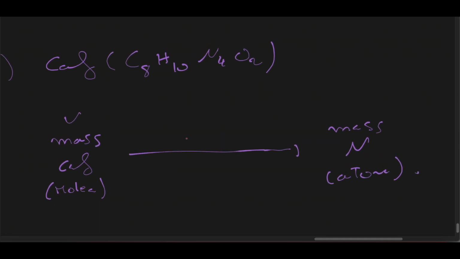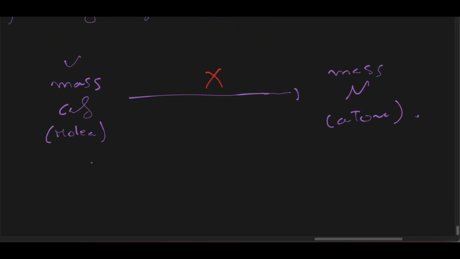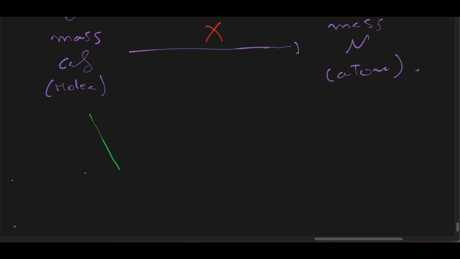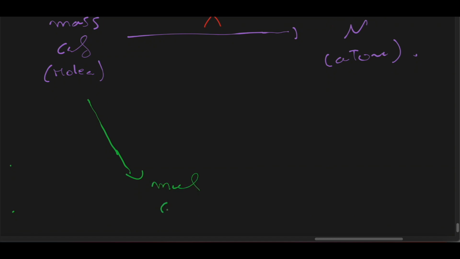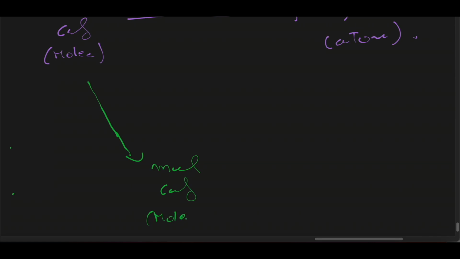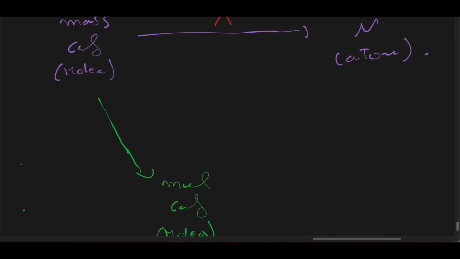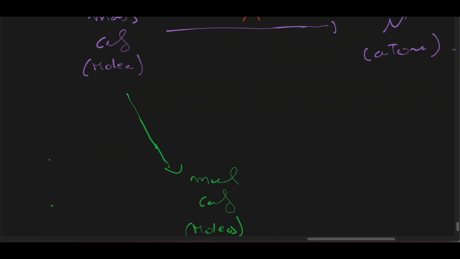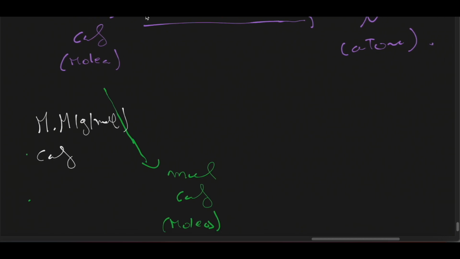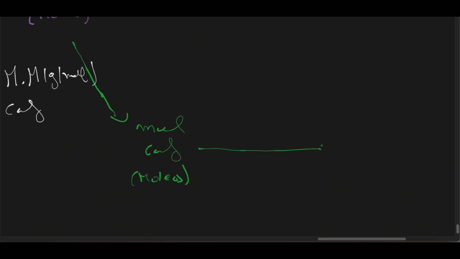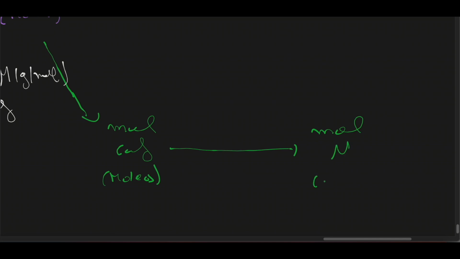Unfortunately we don't have a direct way to go from the mass of caffeine to the mass of the atom, but we can instead make some steps. For example, from the mass of caffeine we can get the mole of caffeine, the molecule, using the molar mass in gram per mole of the caffeine. After that we can go from the mole of caffeine to the number of moles of nitrogen, which is the atom, using the definition of the percent composition.